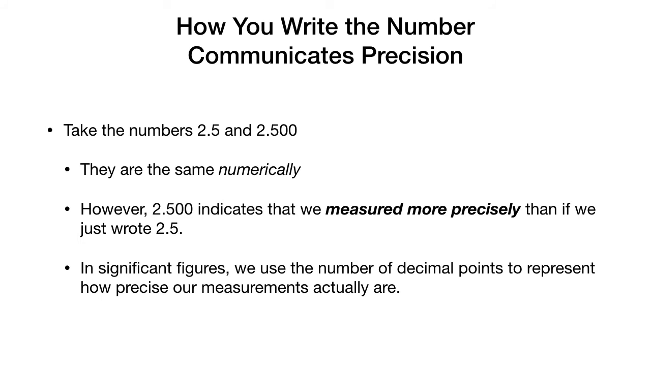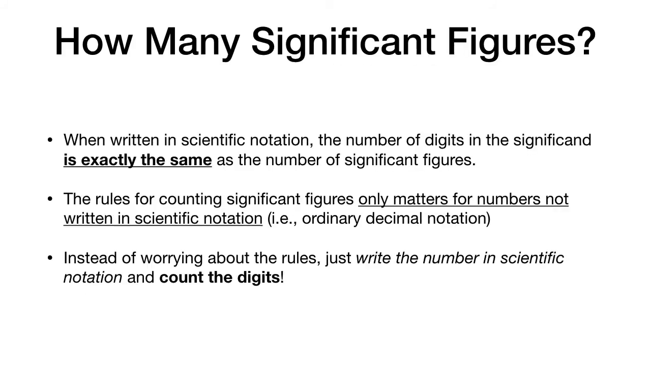Okay, so when we're using significant figures, we actually use the number of decimal points to represent how precise our original measurements actually are. And so that's important, because the point is that we want to report not only what the number was, but how precise we measured it, or how precise our measurements were that went into our calculation of it. So, how do we count significant figures?